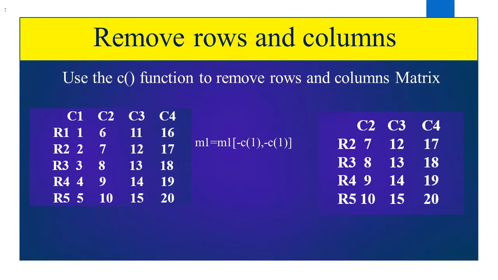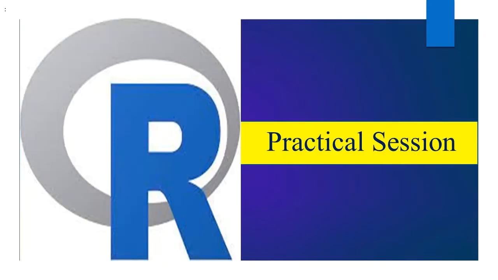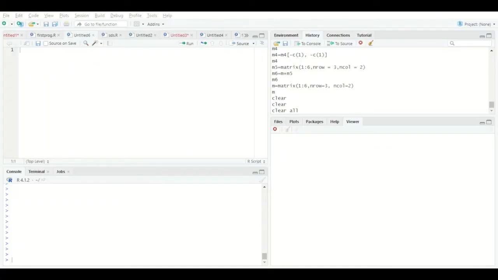Finally, if you want to remove rows and columns from the matrix, the same can also be done by using the c function. Let us see how a matrix is actually created in R programming.